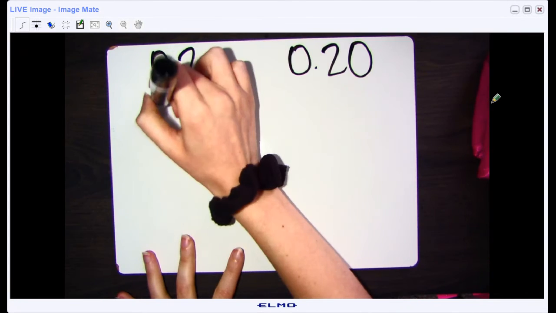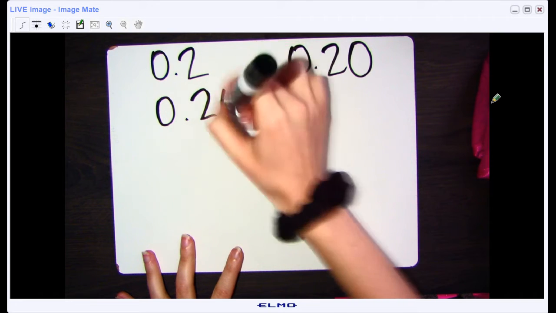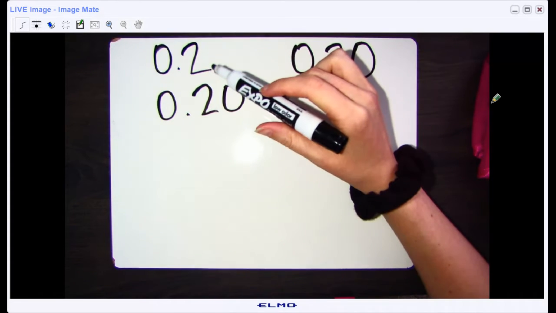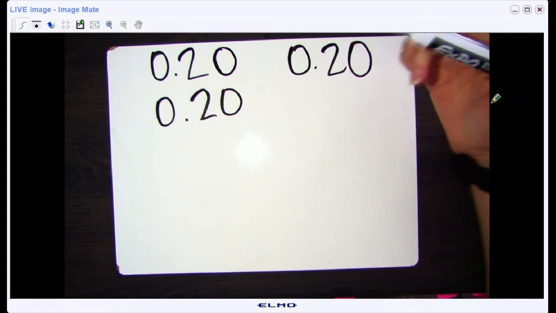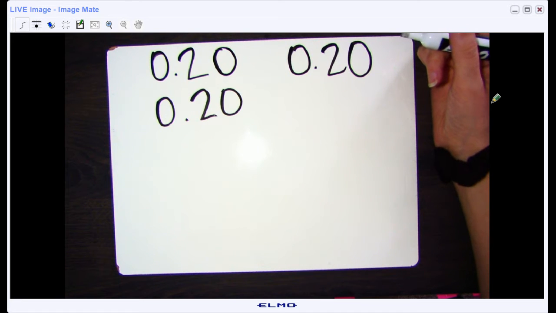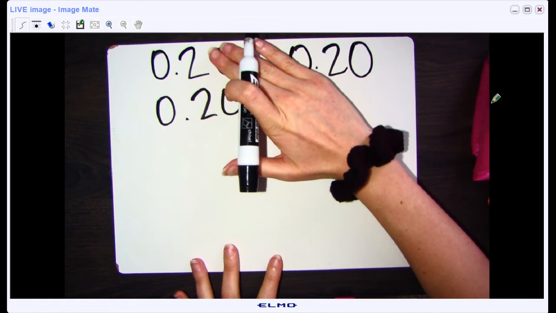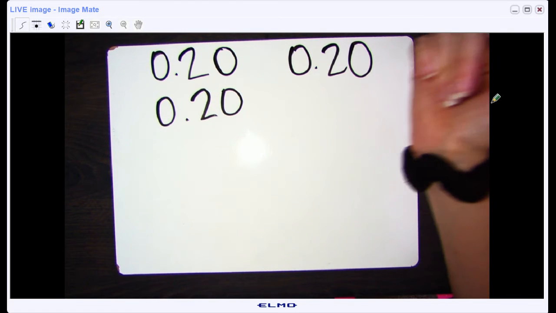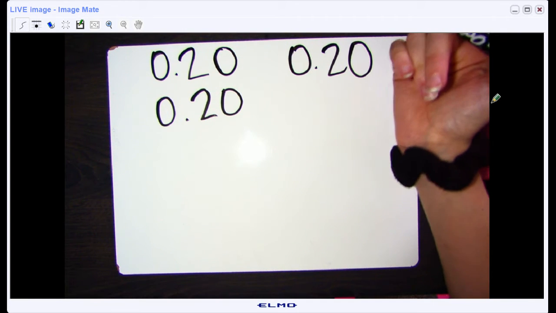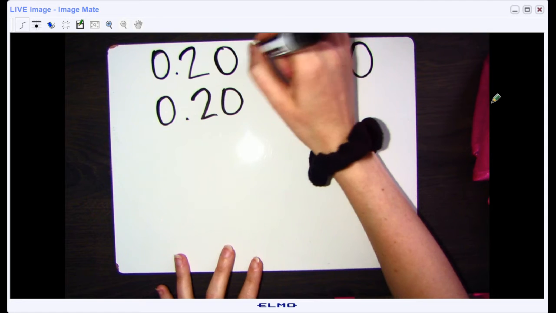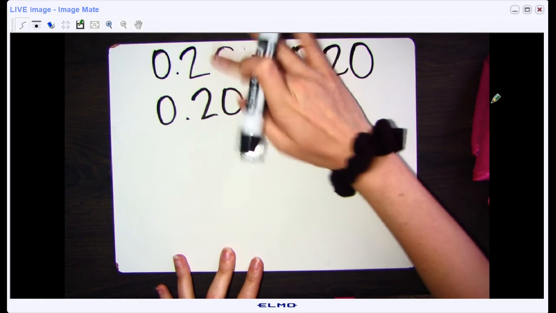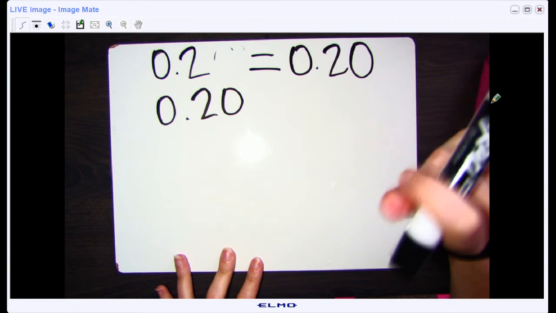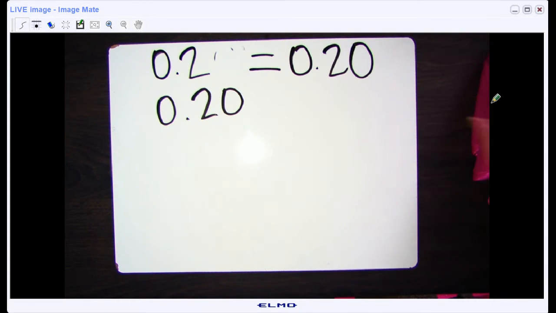So I'm going to just copy it down over here. Kind of like the last problem, I can just add a 0 to this 2 to make it have the same amount of digits. Now they're both 20 hundredths. Even though I didn't start with that 0 there, when I add it, it becomes the exact same number because they're equivalent. So that one has to be equals. 2 tenths is equivalent to 20 hundredths. They're the exact same thing.